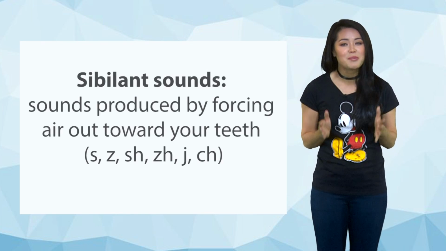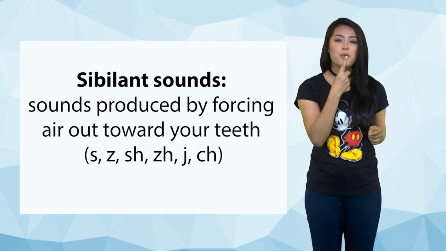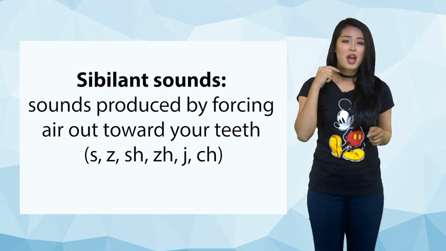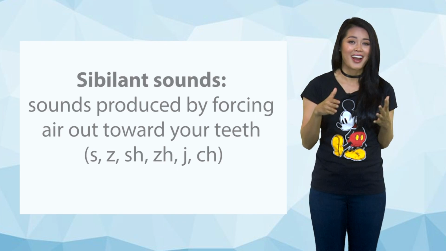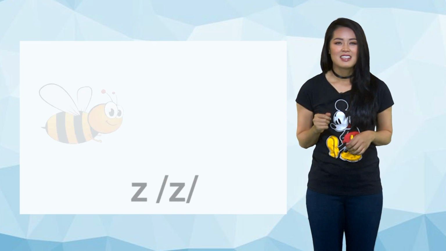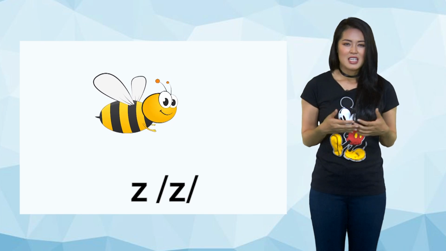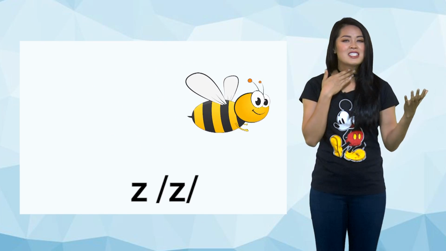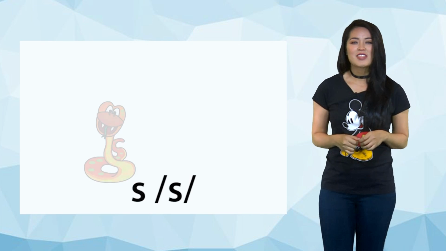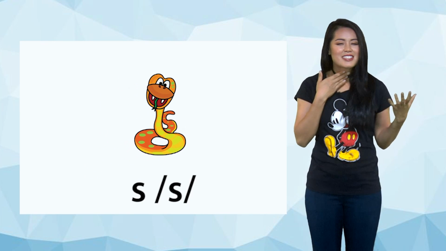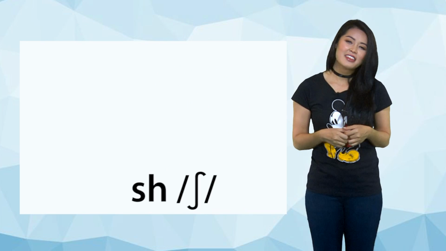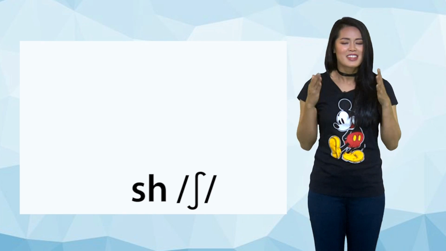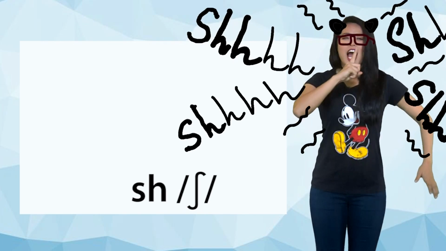Another sound is the sibilant sound, which is made from the tip or blade of the tongue that is brought near the roof of the mouth, and air is pushed past the tongue. In American English, these sounds are Z, like the sound of a bee. Z, z, z. S, like the sound of a snake. SH, like the sound a teacher makes when they want you to be quiet. Shh, shh.